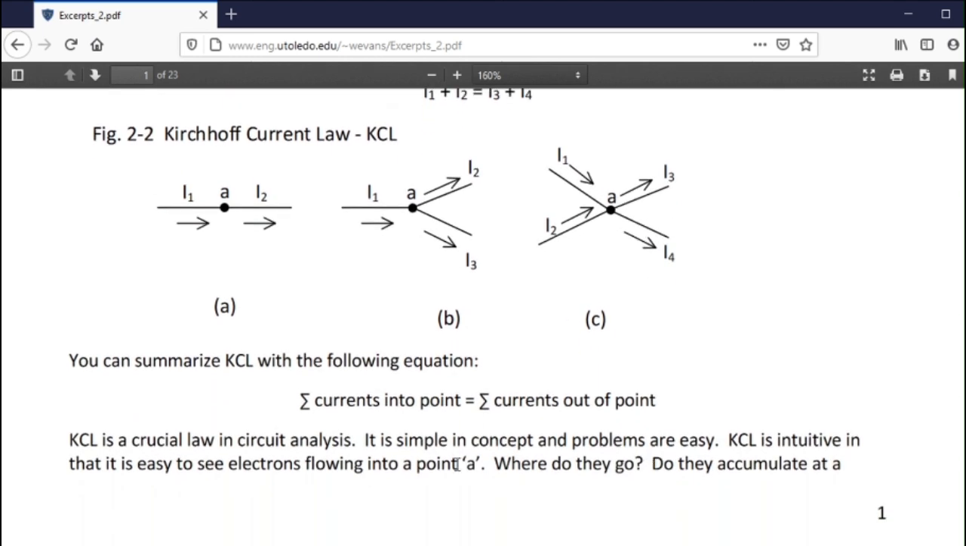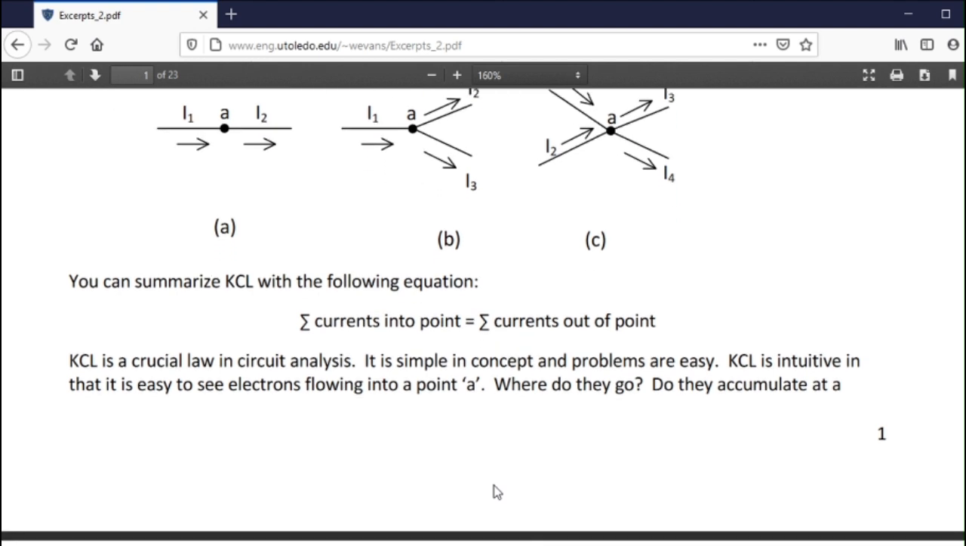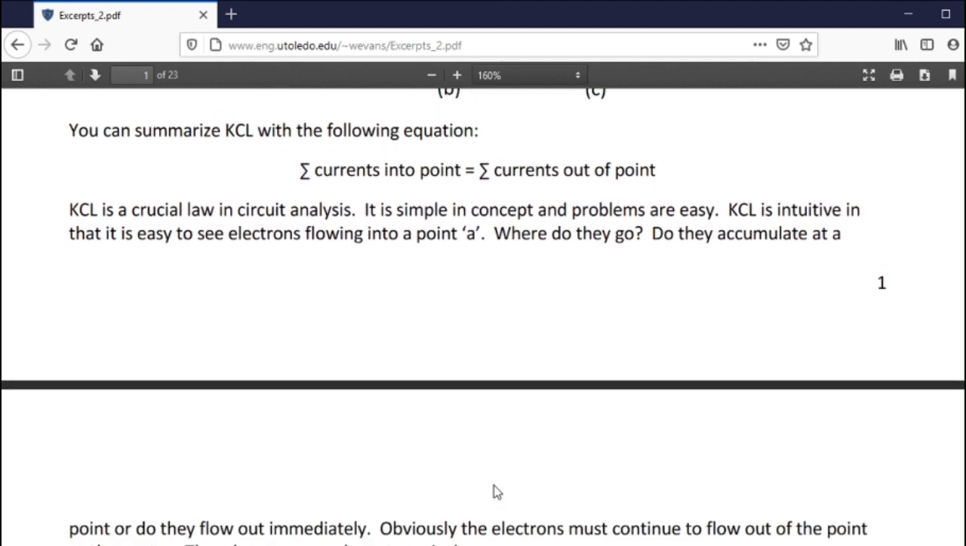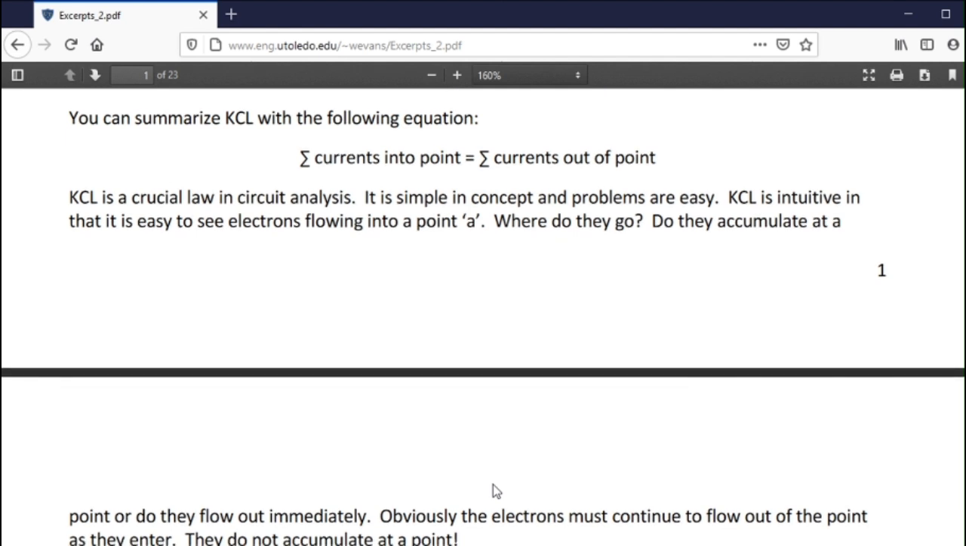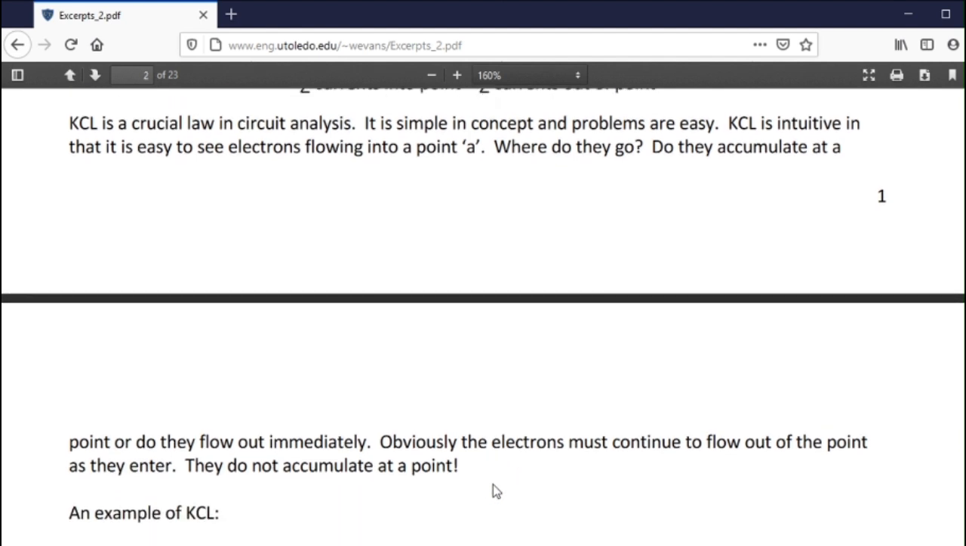So you could summarize: the sum of the currents into a point equals the sum of the currents out of the point. Now this is a crucial law in circuit analysis. It's simple in concept and problems are easy. It's intuitive, but it has a lot of profound effects on how we solve problems. Anytime you have a circuit, you can always write this flow in and out of a point.